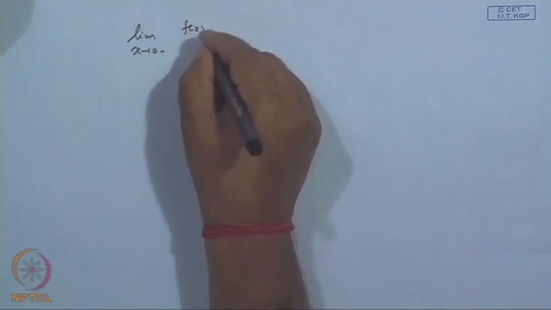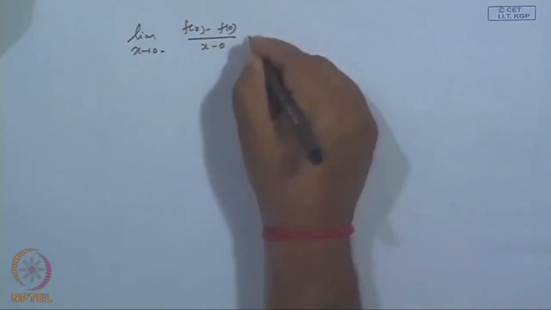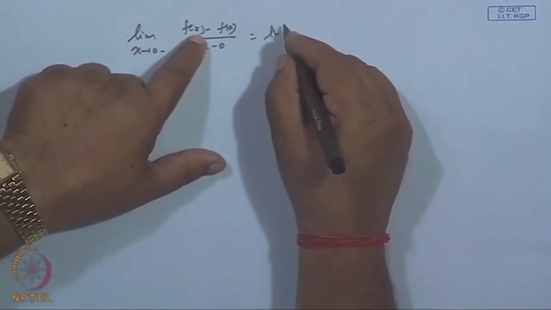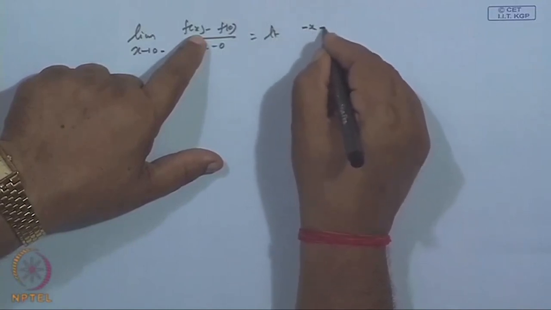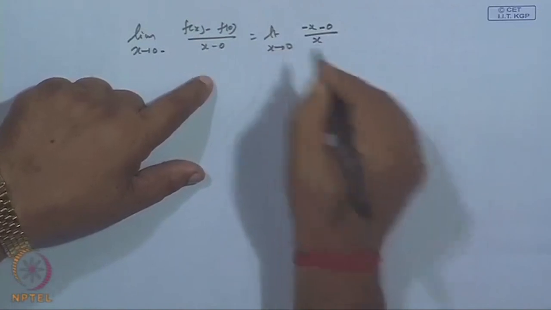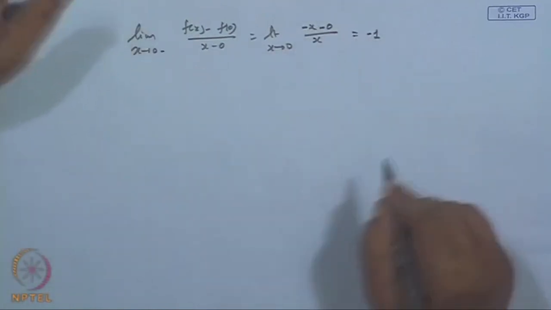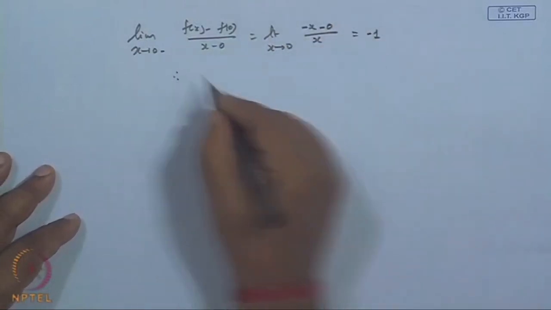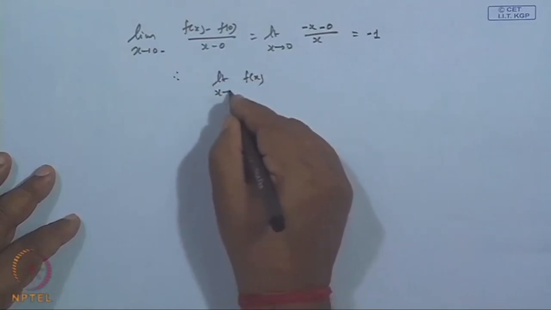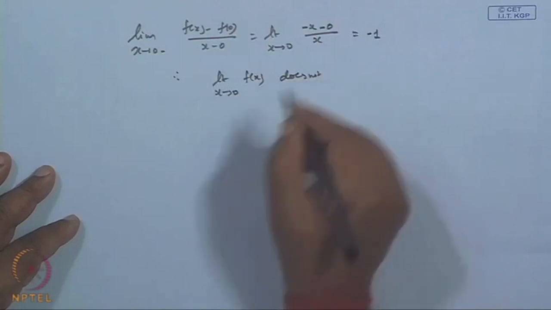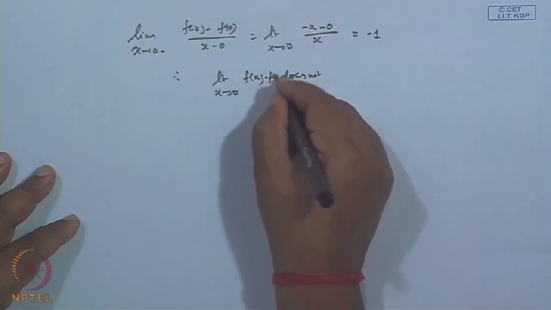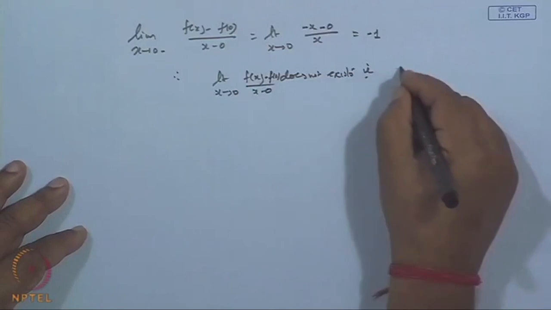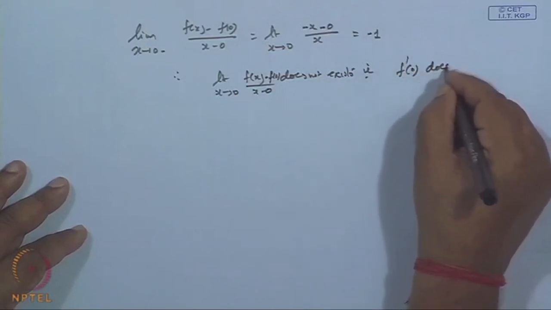When x tends to 0 minus, (f(x) - f(0)) / (x - 0): f(x) = |x|, and when x is negative it is -x. So (-x - 0) divided by x as x tends to 0 comes out to be -1. So the right hand limit comes out to be +1, the left hand limit comes out to be -1. Therefore, the limit of (f(x) - f(0)) / (x - 0) as x tends to 0 does not exist. That is, the derivative of the function at the point 0 does not exist.